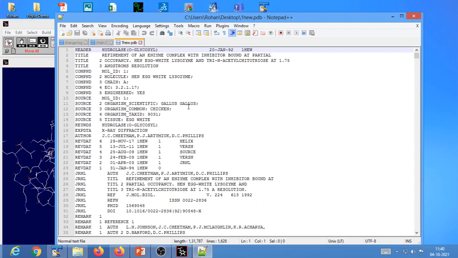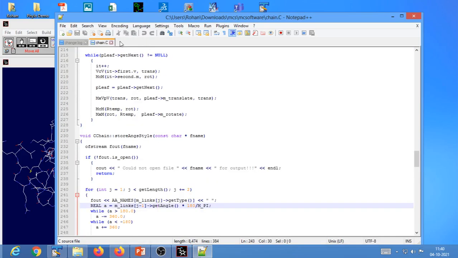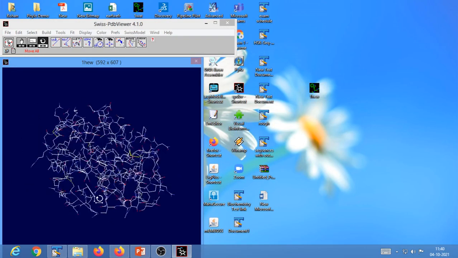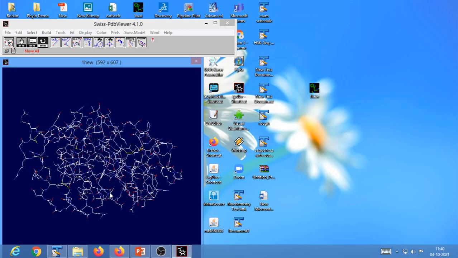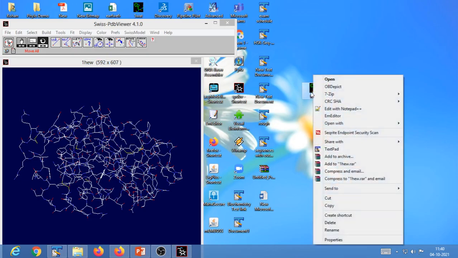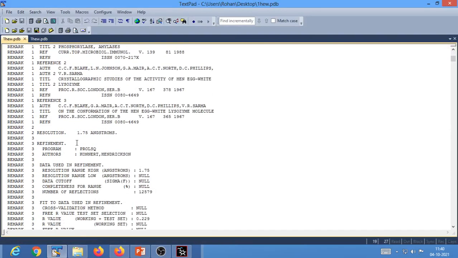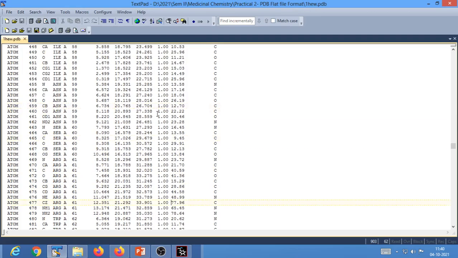Okay, good. So I hope now you know how to open the same PDB file in three dimensions, to visualize the three-dimensional structure of the protein. And in order to see what is written in that PDB file, you can use any text editor, like this Notepad. Most of the time I would be using TextPad. I'm comfortable with TextPad.